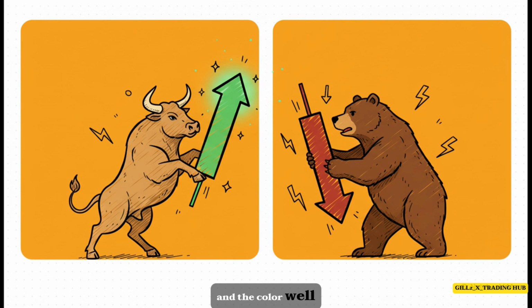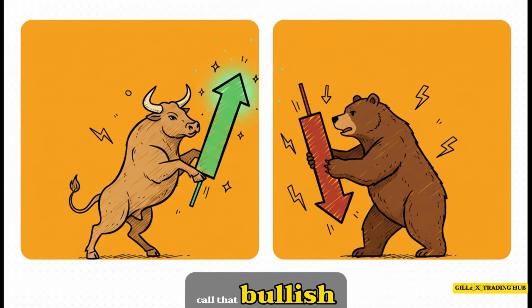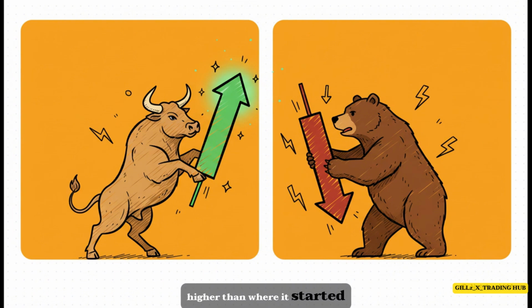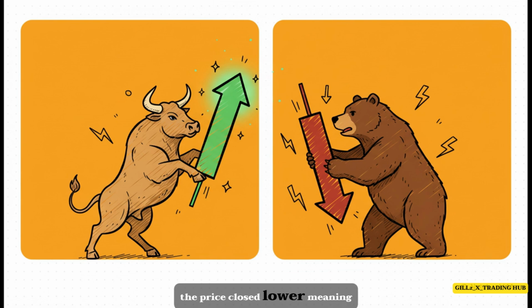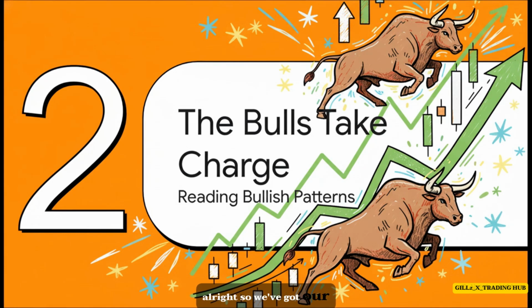And the color? Well, that tells you who won the round. If the candle's green, we call that bullish. It means the price closed higher than where it started. The buyers are in control. If it's red, it's bearish. The price closed lower, meaning the sellers won that round. Pretty simple, right? All right, so we've got our letters down.